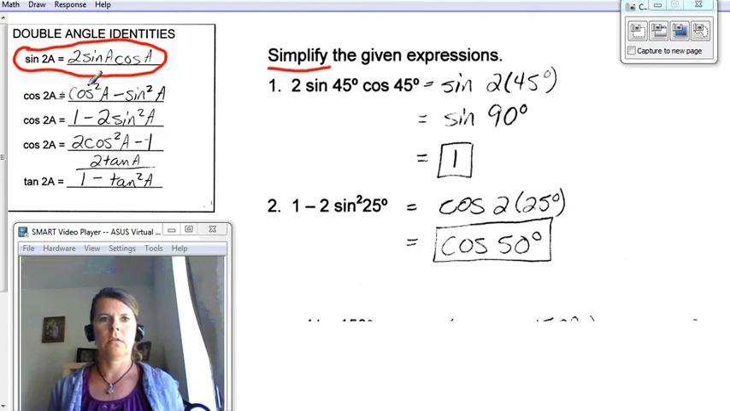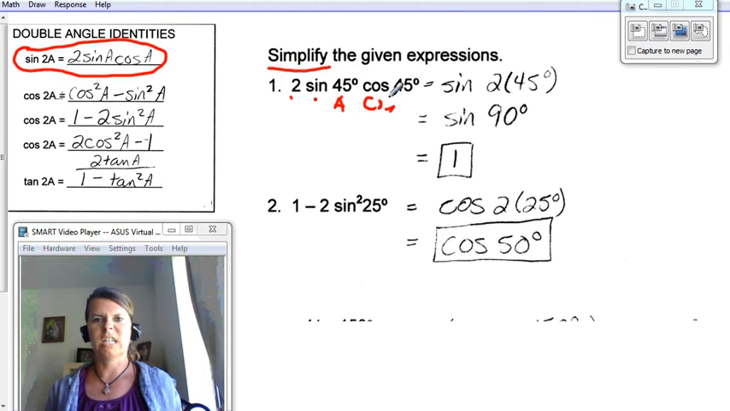So if you look at this rule right here, the sine of 2a equals 2 sine a cosine a. And if you look here, 2 sine, here's your a, cosine, sorry, and I just got this new tablet, so I'm not really good at it yet. Okay, cosine a. So your a is, as you can see, 45.